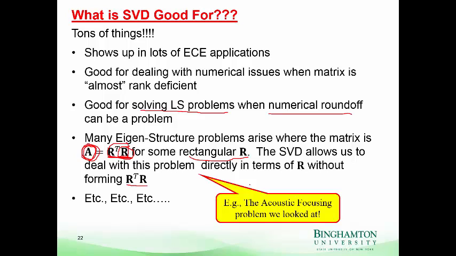And et cetera, et cetera, et cetera, to steal a line from The King and I. I can't tell you how often these things pop up in the more advanced ECE applications. So hopefully this has gotten you excited about singular value decomposition.